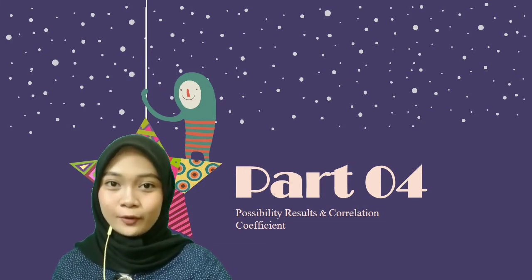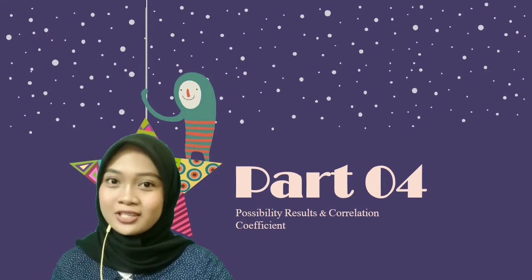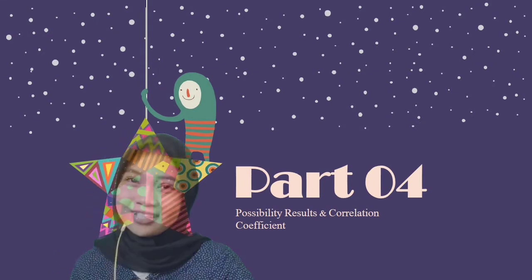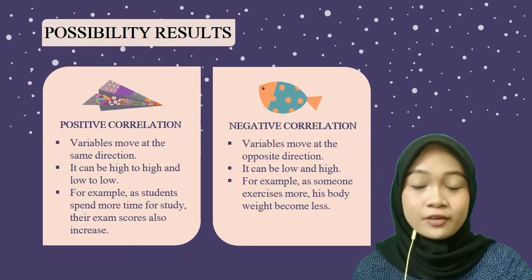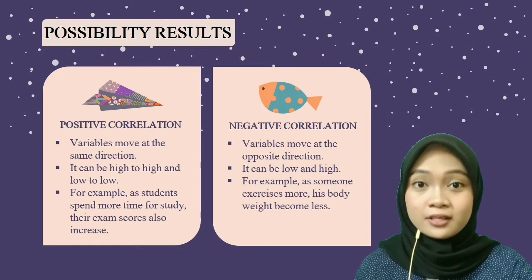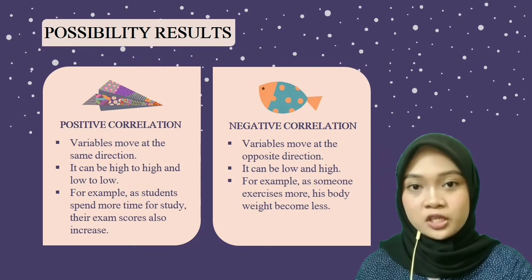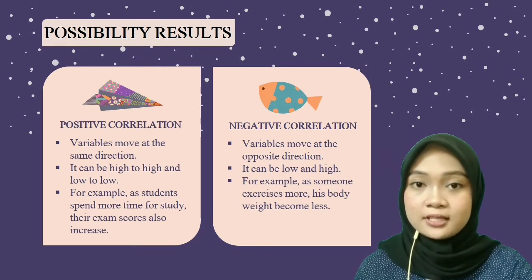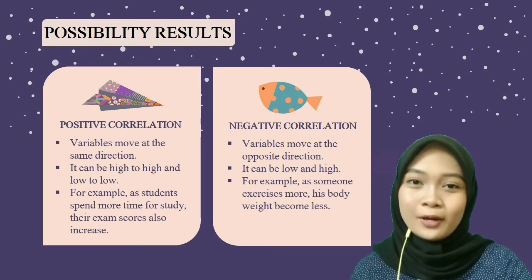Now we are going to talk about part 4, possible results in correlational research and the correlation coefficient. When you conduct correlational research, you may receive 3 possible results at the end of your research. The first one is positive correlation, the second is negative correlation, and the last one is zero correlation. Let's find out each of them one by one.